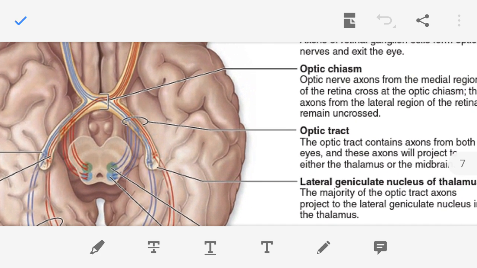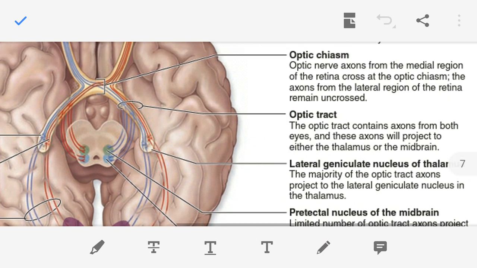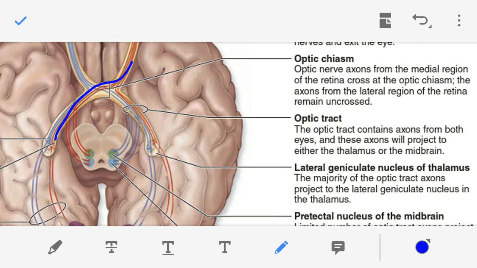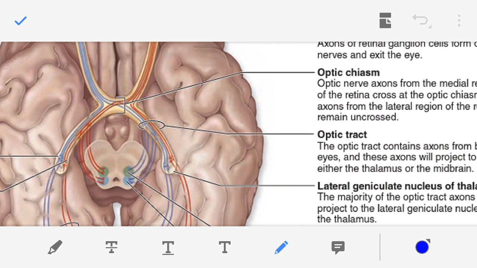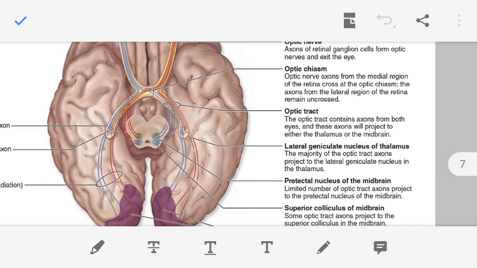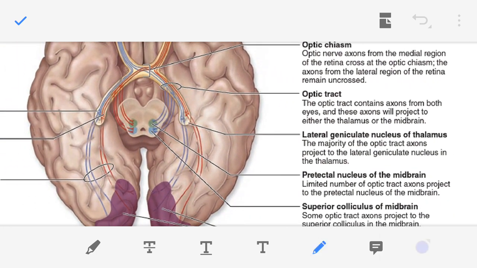So now after the optic chiasm, there is a formation of the optic tract. Now how is the optic tract formed? Some axons from the middle region had crossed at the optic chiasm, and from the lateral side of the eye, the axons are not crossing. So the crossed axons and the uncrossed axons mix together, forming a group. Now this group of crossed and uncrossed axons forms the optic tract.